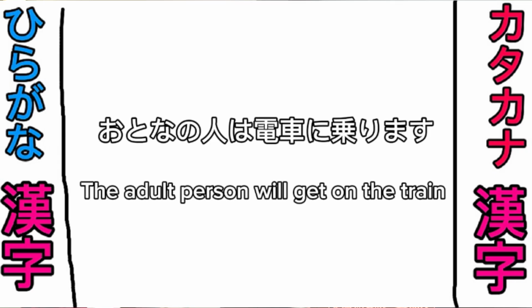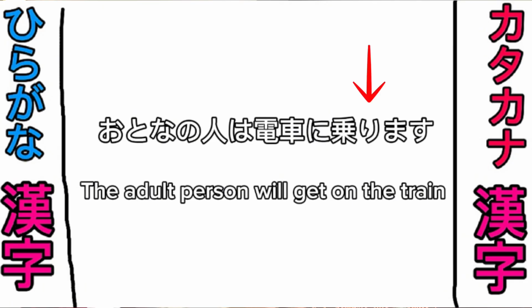The sentence itself means the adult will get on the train, but let's focus on densha, because densha means train, and densha is followed by ni. Now, if the sentence says that the adult will get on the train, that means the adult is not on the train at the present moment. That means the adult's destination is to get on the train. It is the train, not to mention it is followed by an action verb.